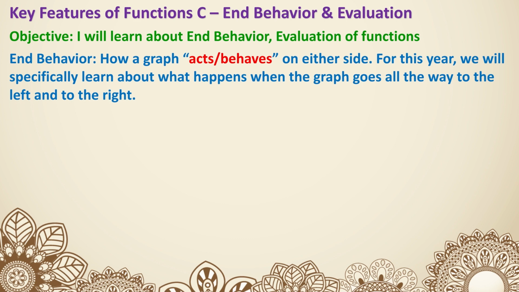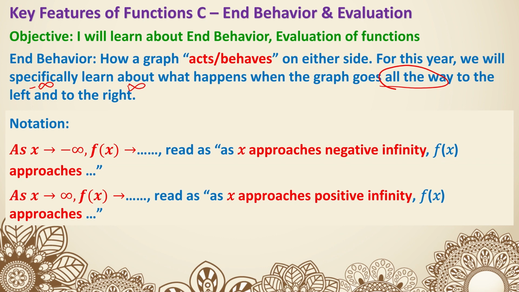of a graph. For this year, we will specifically learn about what happens when a graph goes all the way to the left and all the way to the right. And when we say all the way to the left, that's going to be negative infinity, and all the way to the right is going to be infinity. And that's why in the notation, as x, the arrow is read as approaches.